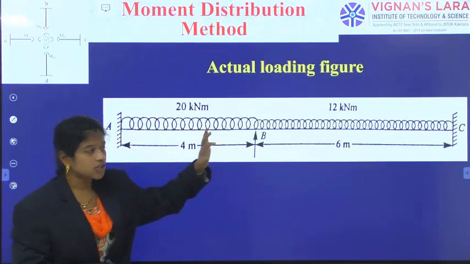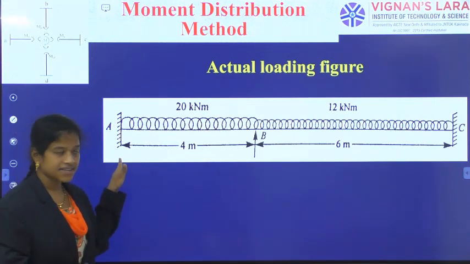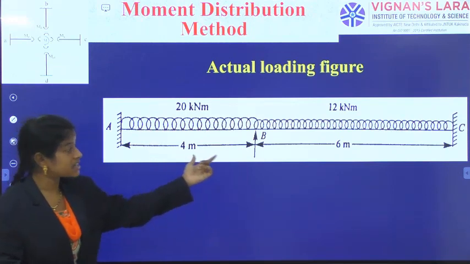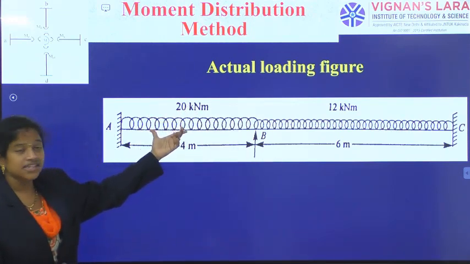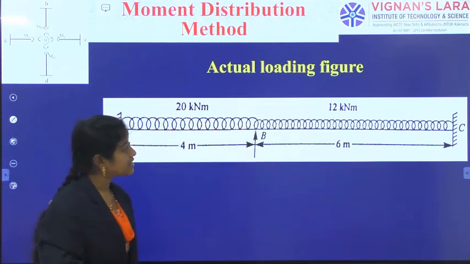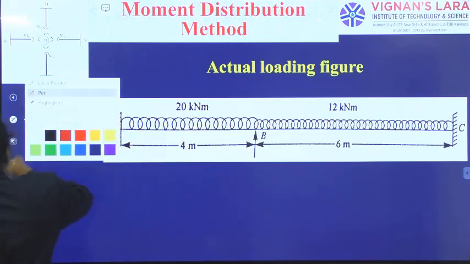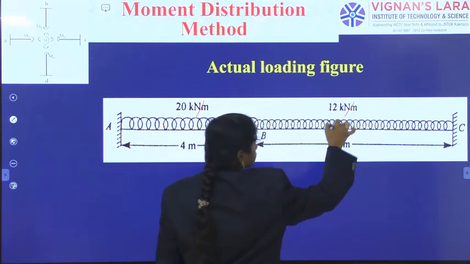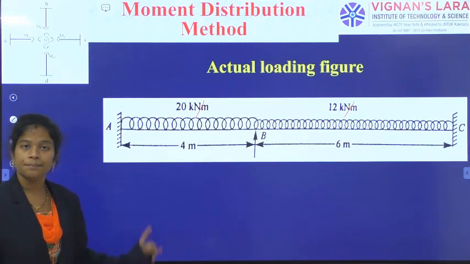When you see the actual loading figure, it may appear like this: fixed at A, fixed at C, B is simply supported with distances 4 meters and 6 meters, and the first intensity is 20 kilonewton per meter, and this is 12 kilonewton per meter. So intensity of UDL per meter length.